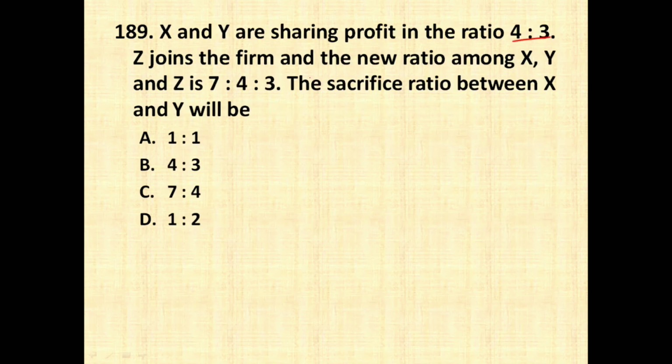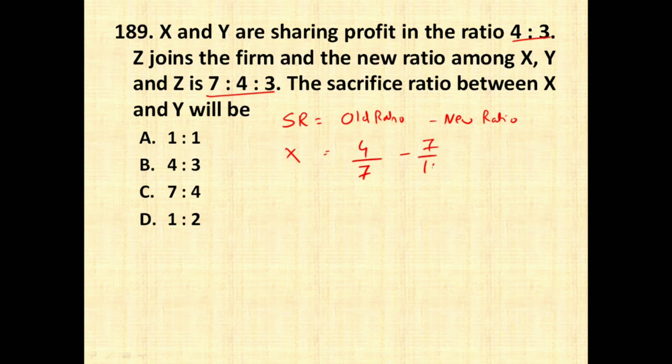X and Y are sharing the profit in the ratio of 4:3. Z joined the firm and the new ratio among X, Y and Z is 7:4:3. The sacrifice ratio between X and Y will be? Sacrifice ratio is nothing but old ratio minus new ratio. This is going to give me the answer for sacrifice ratio. So old ratio of X, let us find out. Old ratio was 4:3, that is 4 by 7, 4 plus 3 is 7. 4 by 7 was the old ratio minus new ratio, 7 plus 4 is 11, 11 plus 3 is 14. So 7 by 14 is the new ratio.